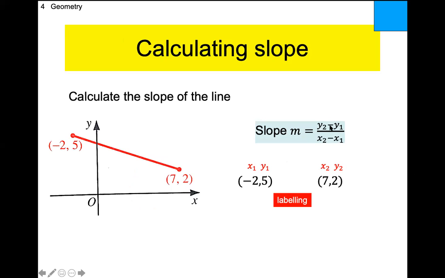Y2 is 2 minus y1 is 5. So 2 minus 5 over x2 is 7 minus minus 2. You see where those two negatives came from? X2 was 7. The formula has a minus in it, and x1 is -2. So therefore, you get those two negatives. Two negatives turn into a positive. 7 plus 2 is 9. 2 minus 5 is -3. Reduce that fraction: -1/3. And you can tell from the graph, look, the slope is negative.